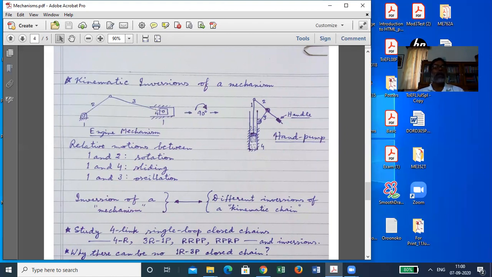The prismatic pairs will always have limits. Otherwise, they would go all the way to Pluto and beyond. Revolute pairs do not need limits because after 360 degrees, they come back to the original place. They don't go to Pluto. I mean, not necessarily, unless the size is very large. So between 1 and 2, it is a rotation. Between 1 and 4, it is a sliding. What about between 1 and 3?